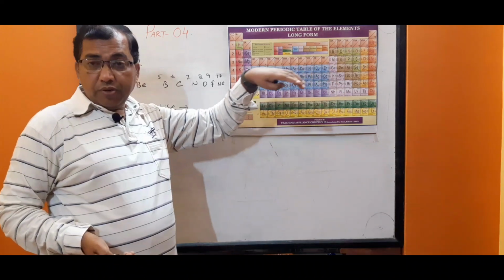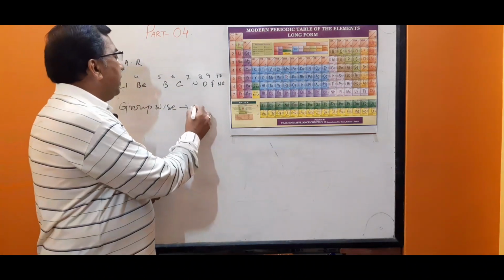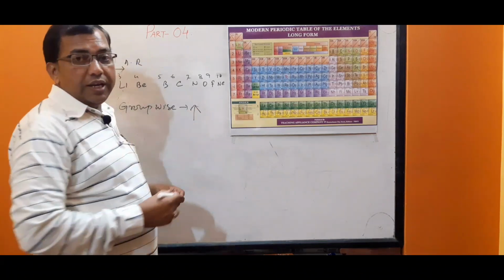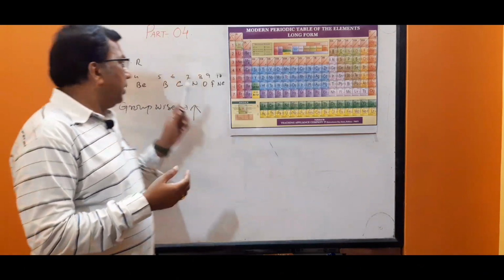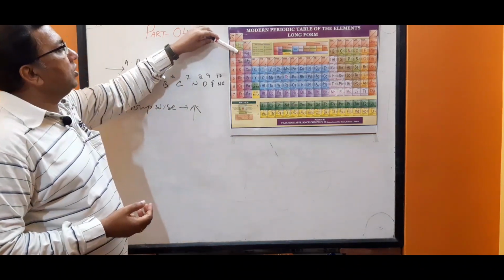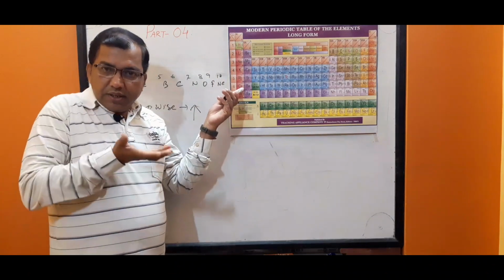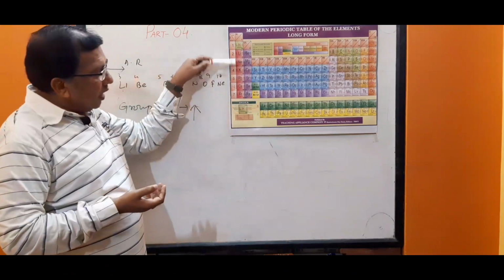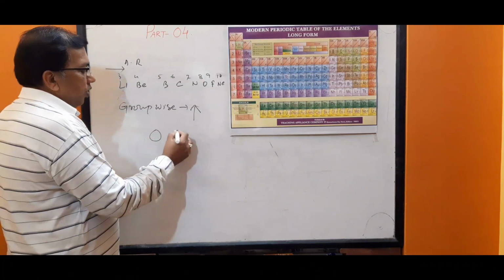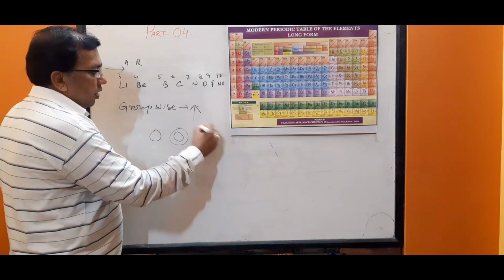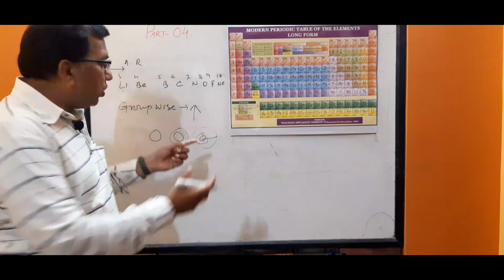What happens, see? Atomic radius will increase. Atomic size will increase. Lithium, sodium, potassium, rubidium: the atomic size is increasing because the number of shells is increasing. That is the radius. Atomic size also increases. So radius will be increasing.